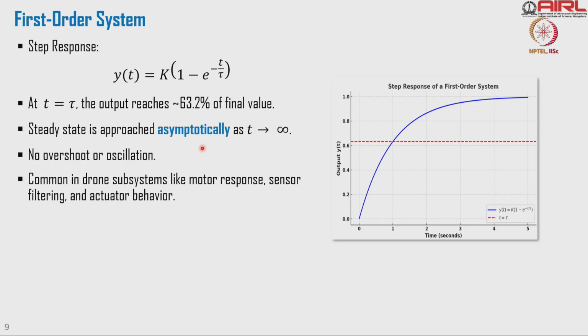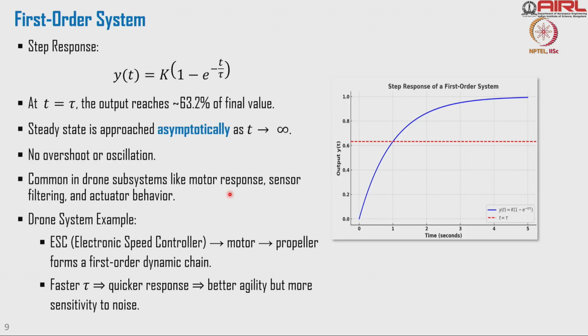Where will we use such a first order system? I talked about it earlier. We will also use it in motors, in the electronic speed controller. Sometimes we use this in sensor filtering. If the sensor becomes very noisy, we put a first order filter. We will also use it in actuators. We also use it in reference trajectory generation.